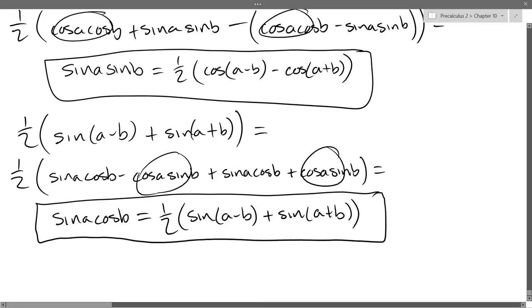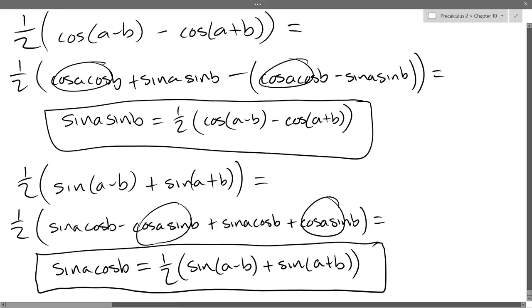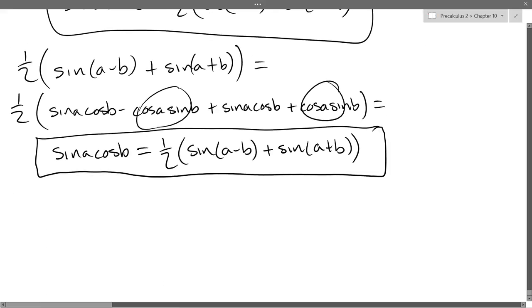So this last one, pretty much exactly the same, just other things combined and cancel, and that's what you get. So there's our 2 equations right there. All right, so that was sum to product. Now we're going to go, or that was product to sum. Now we're going to go sum to product.